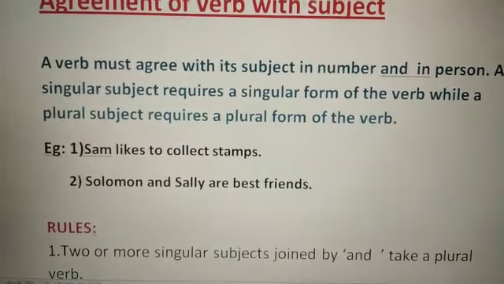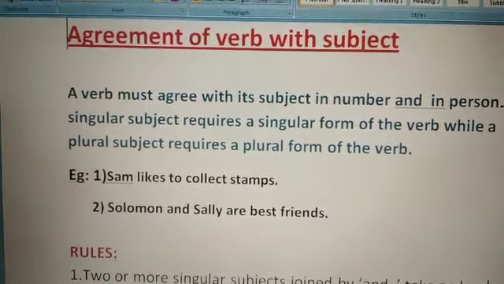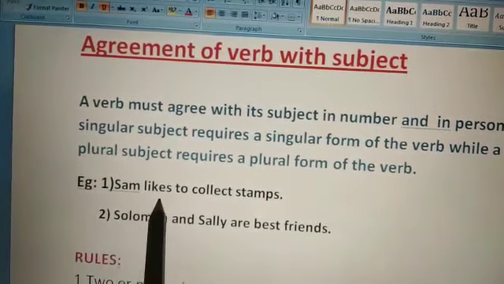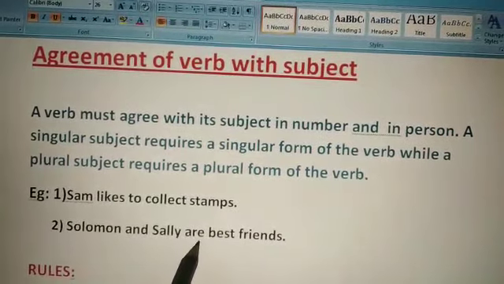For example, Sam likes to collect stamps. Here, Sam is singular, so it will take the singular form of the verb. Likes is the singular form of the verb. In the second sentence, Solomon and Sally are best friends. Here, the subject is plural, meaning there are two persons. So the verb will also be plural.